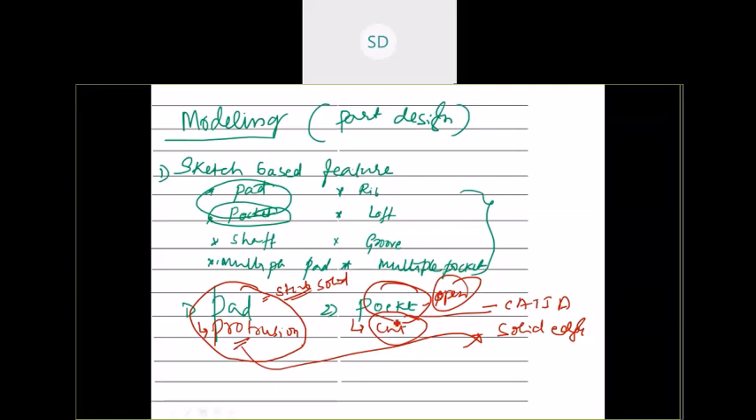I hope you got the idea of what pad means. You are just protruding the component in a perpendicular direction with respect to the sketch. Let us take an example here. I want to model a T section.